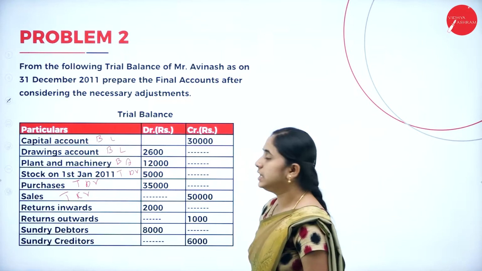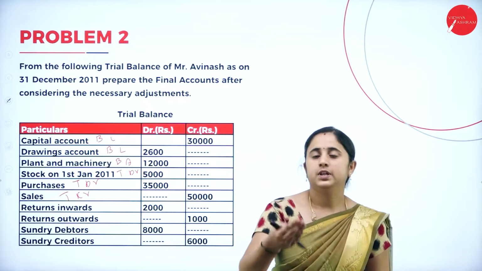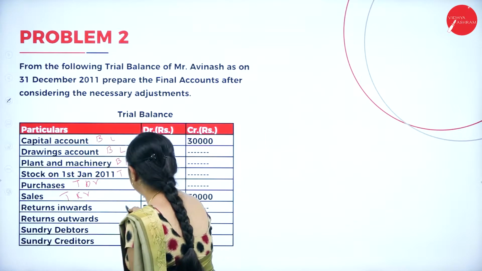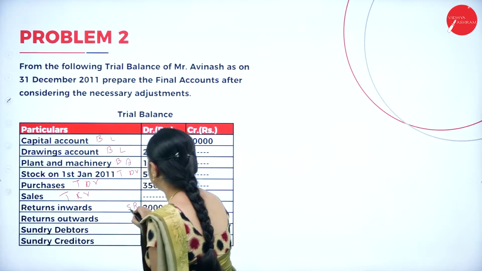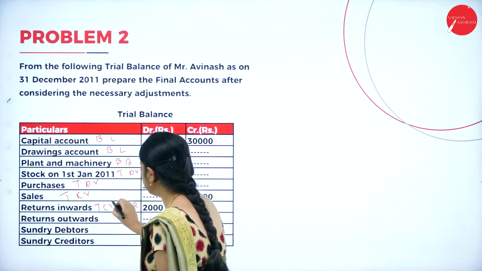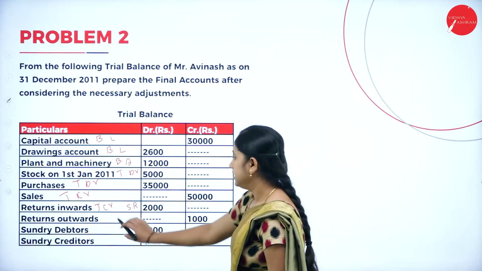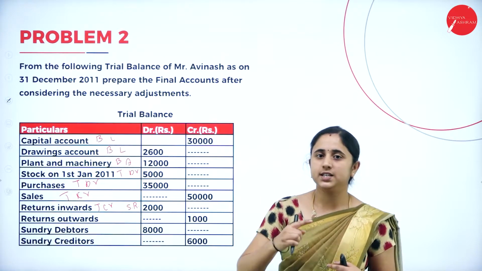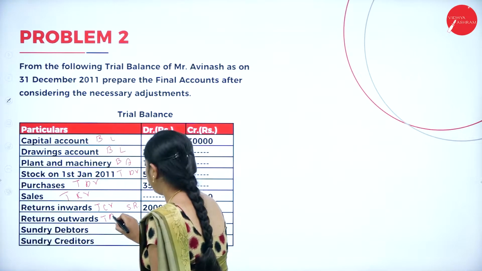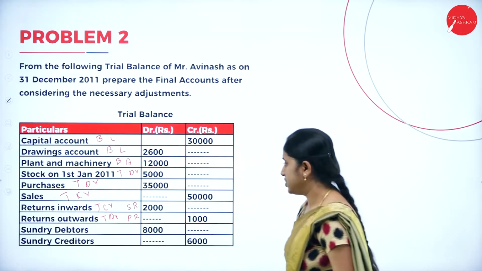Return inwards, that means return coming in. When you made a sale, then the return can come in. So that is sales return. Return inwards is sales return. Trading account credit side, you will deduct from sales. Then return outwards. After purchase you will return to the seller. So trading account debit side, this is purchase return. You will deduct it from purchase.